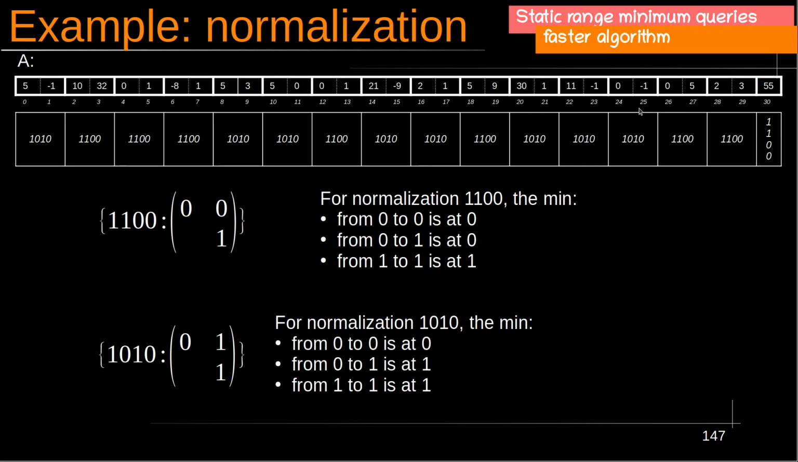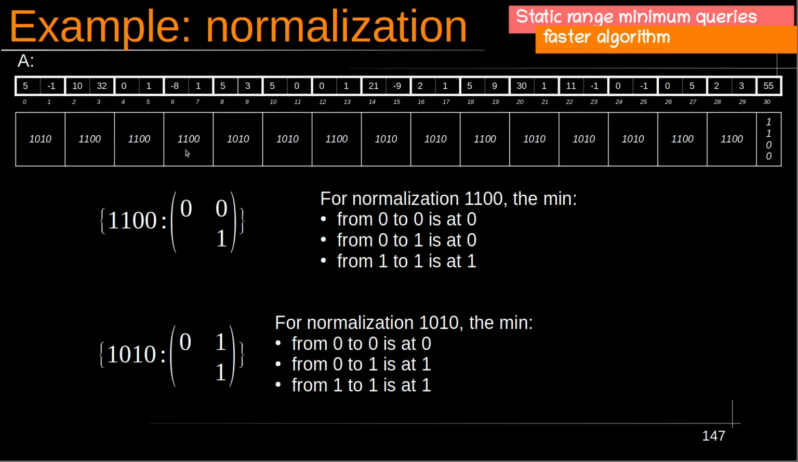Normalization, let's check the normalization here. For the two blocks we have just two elements here. We can use the shape of the Cartesian tree. It would give me 1 0 1 0 for this, and for this one 1 1 0 0. As you see here, we have only two types: 1 0 1 0 or 1 1 0 0. So we have to build just two 2D arrays. For the type 1 1 0 0, the minimum from 0 to 0 will be 0. The minimum from 0 to 1 will be 0. And the minimum from 1 to 1 will be at position 1.